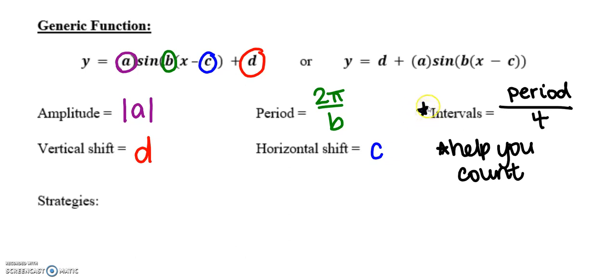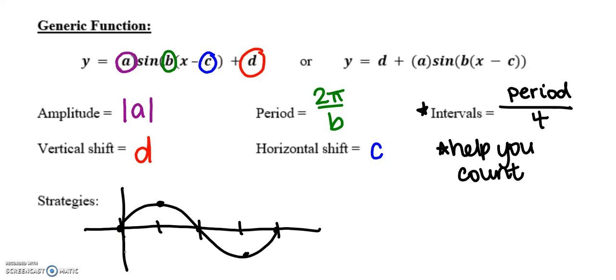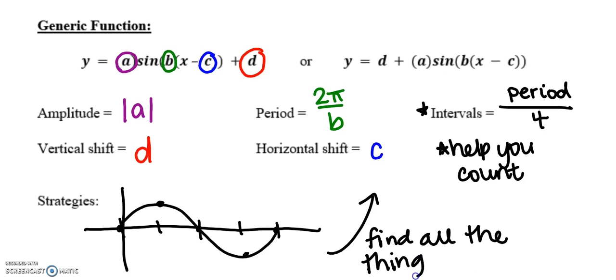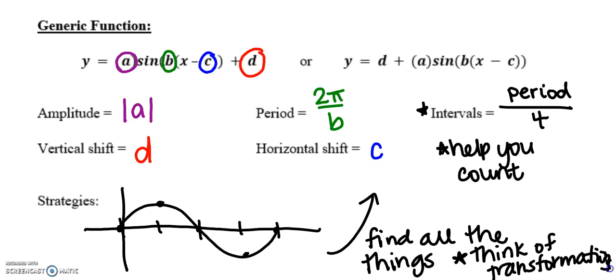Intervals is like in science class when you have to measure for the x-axis, and you're trying to figure out how many data points you have and how to break things up so you can count nicely along your x-axis. We know that the period creates our 5 important points: on the midline, maximum, on the midline, minimum, on the midline. So we're just using intervals to help us count these things out along our x-axis for our sine wave. Strategies would be to find all the things and then think in terms of transformations. There's a reason why we study transformations before we study trig graphs.